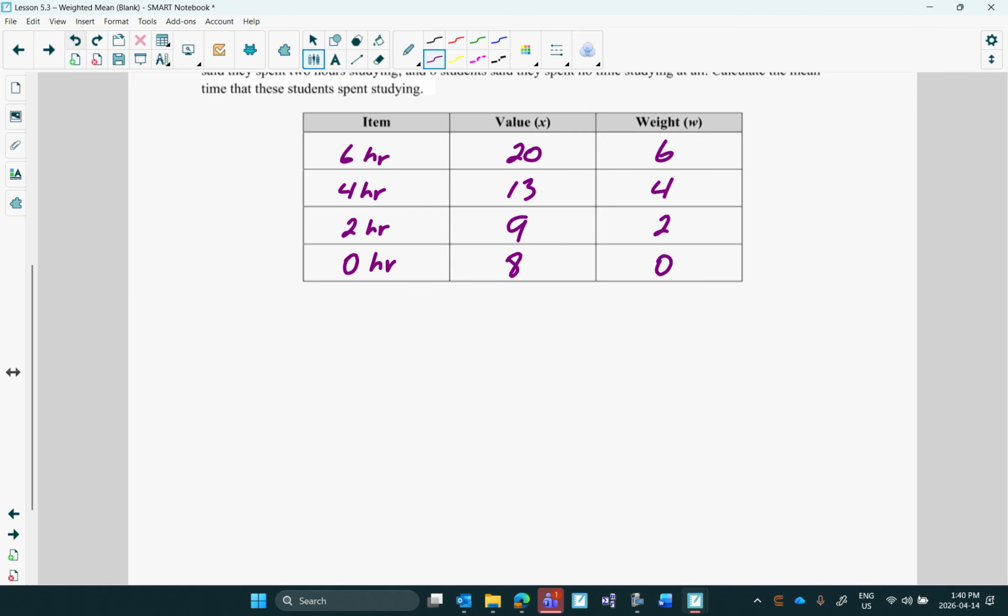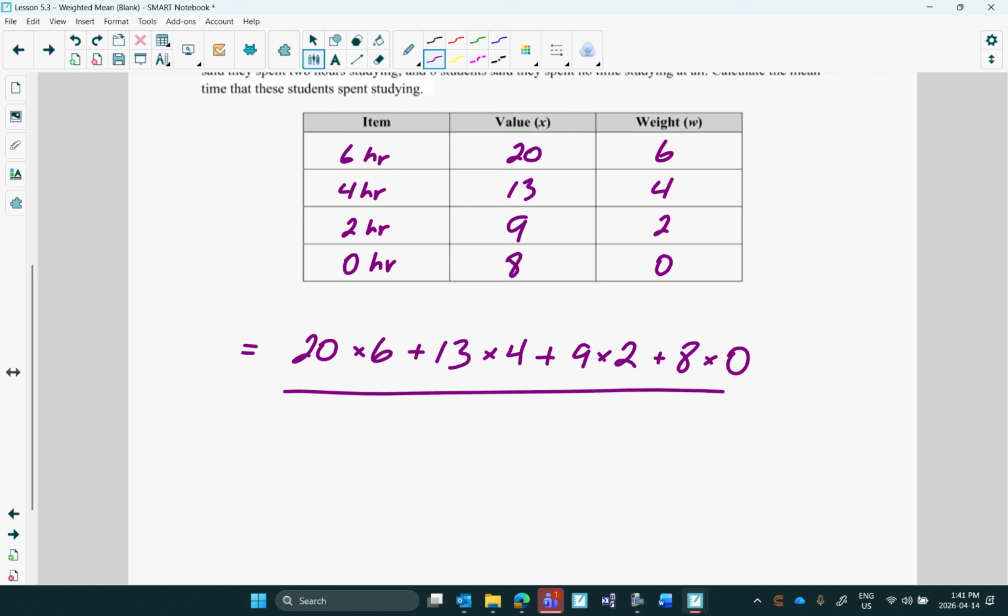Okay, so, because the total number of hours in the 6 hour group will be the product of these two. So 20 times 6 plus 13 times 4 plus 9 times 2 plus 8 times 0. And we divide it by the sum of the weights, 6, 4, 2, 0. Why do I feel like that's wrong?